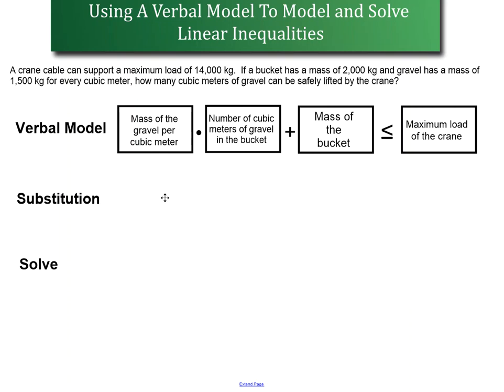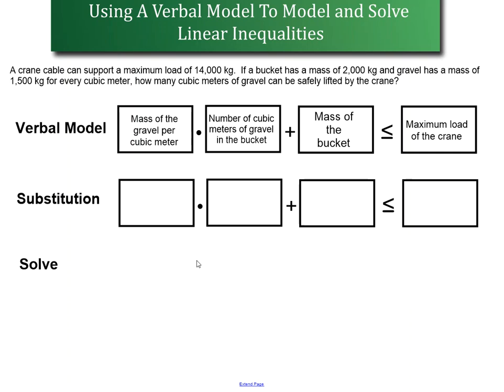So, now for the substitution. The mass of the gravel per cubic meter. Is that given in the problem? Yes. The gravel has a mass of 1,500 kilograms for every cubic meter. So we know what that is. That's 1,500.